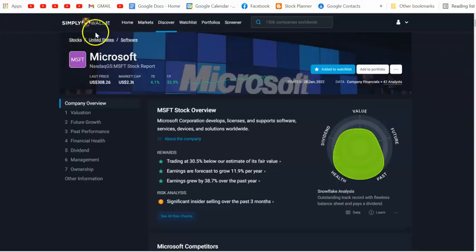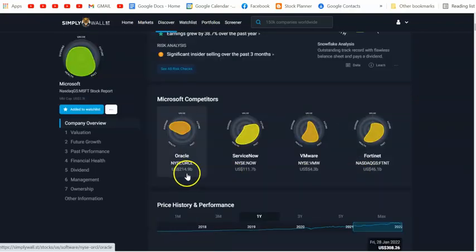This is Simply Wall Street. It's $10 a month. It's free for 5 of these little analysis things. So a month, you can do 5 of these. It uses a Snowflake, and you're looking for snowflakes that are green. These are its competitors, Oracle, which I have a losing trade in now.